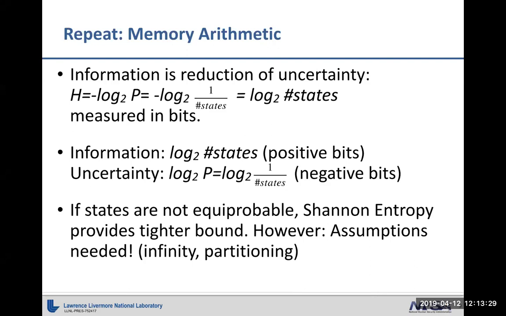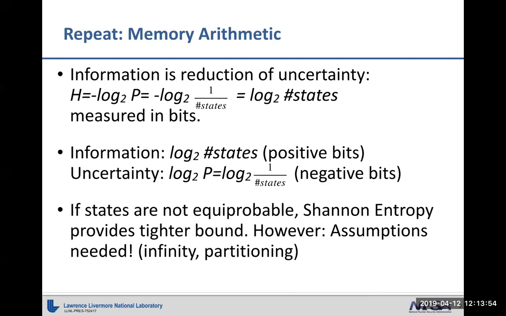Now, here's what's interesting. In information theory and statistics, we're going to say, oh yeah, but there's a better measure, Shannon entropy. Yes, it gives you a tighter bound, but it also has another problem: you need to assume something, which is A, infinity, and B, you kind of need to know the partitioning. But what if I really only care about the worst case? I want to guarantee that whatever the distribution is, I can put stuff in. Well, then you just do memory.